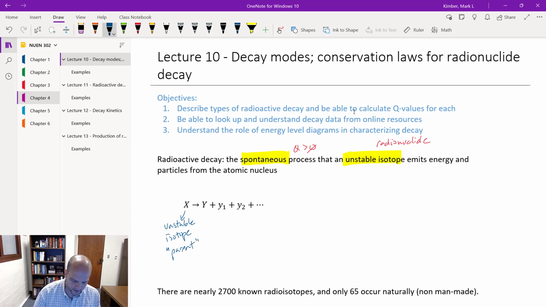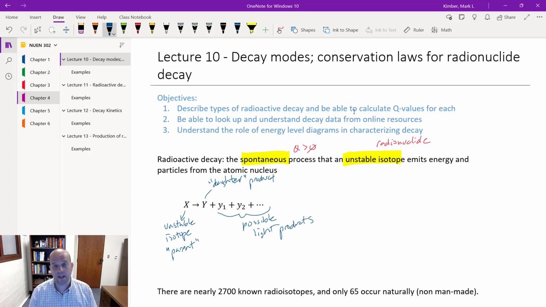And it decays into what we'll call the daughter product, and then one or more possible light products. And depending on the type of decay, that's what dictates what those light products are and what the daughter is in reference to the parent.